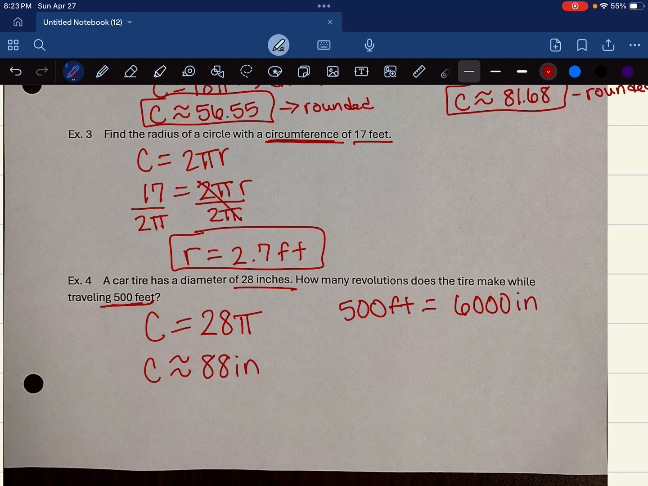So I'm traveling 6,000 inches, and every 88 inches is 1 rotation. So to find how many rotations, we just divide by how many inches are in 1, and 6,000 divided by 88 is going to give you about 68 revolutions.